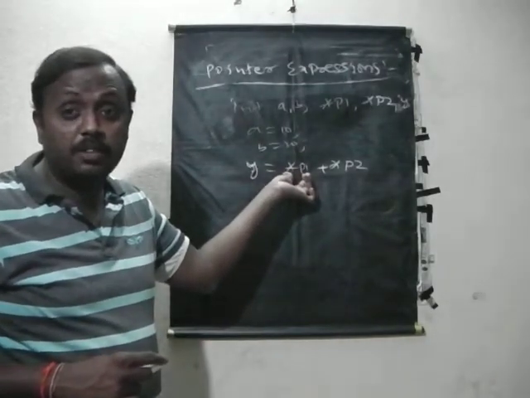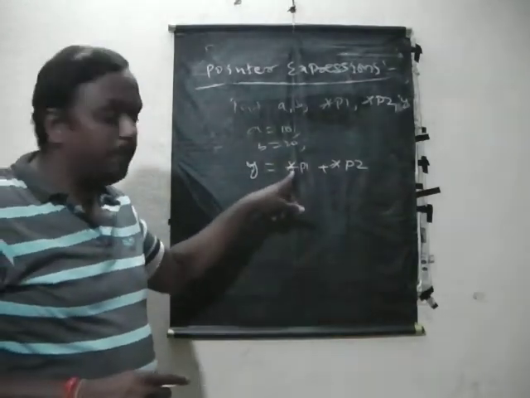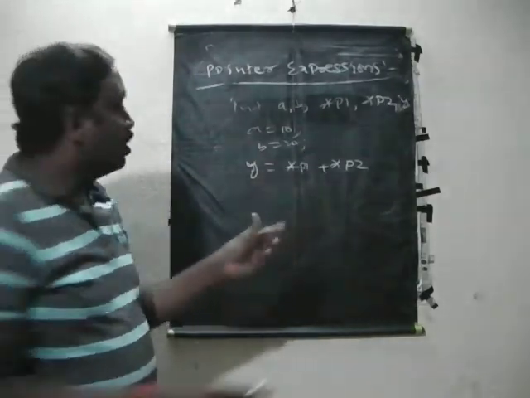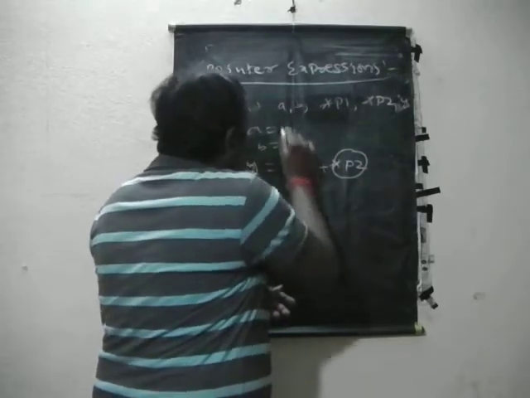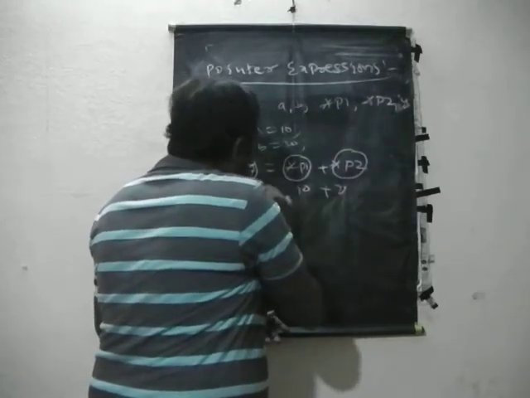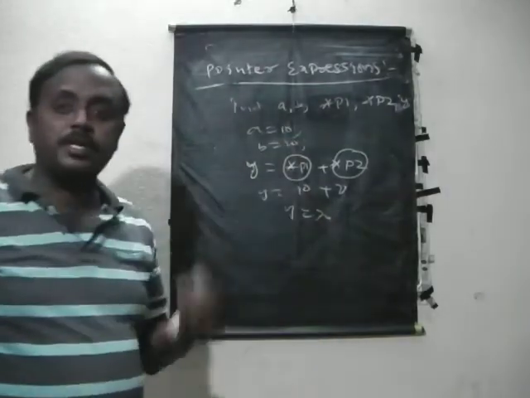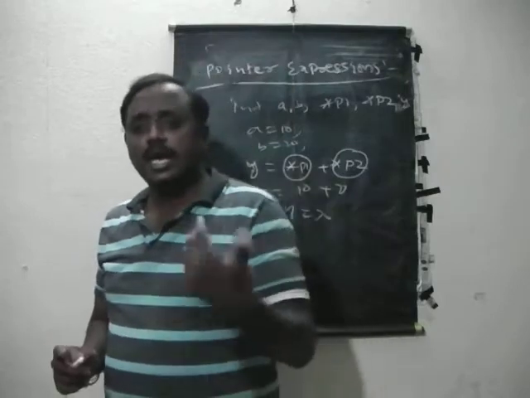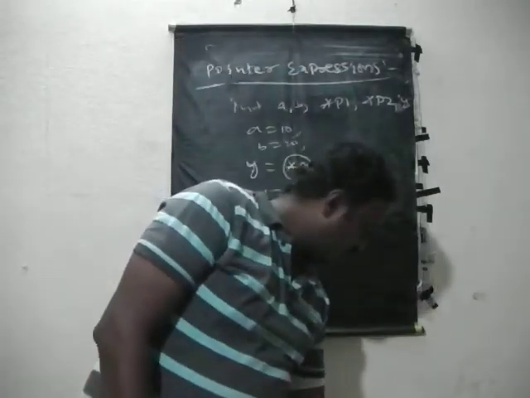When you write p1 equal to ampersand a, it gives the address. If you put the pointer operator as a prefix on a pointer variable, it gives the value. So whatever the value in pointer 1 plus whatever the value in pointer 2, that is 10 plus 20. So y equal to 30. Right. So with pointers you can also use mathematical expressions like addition, subtraction, everything. It works like normal variables, right?